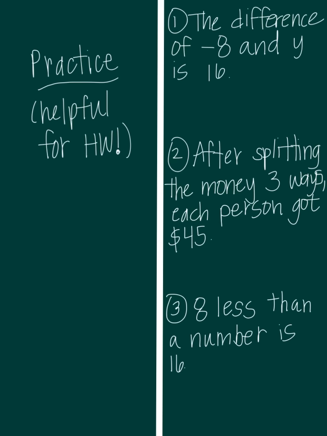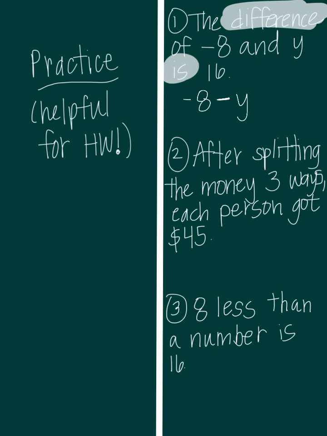Alright, so here's some practice problems. Notice that I said this will be helpful for your homework. Number 1, the difference, so I'll highlight the word difference, of negative 8 and y is 16. So both of those are keywords. If you look back at the chart that we just made, the word difference tells us to subtract. So we're going to have subtraction. So negative 8 and y is equal to 16.